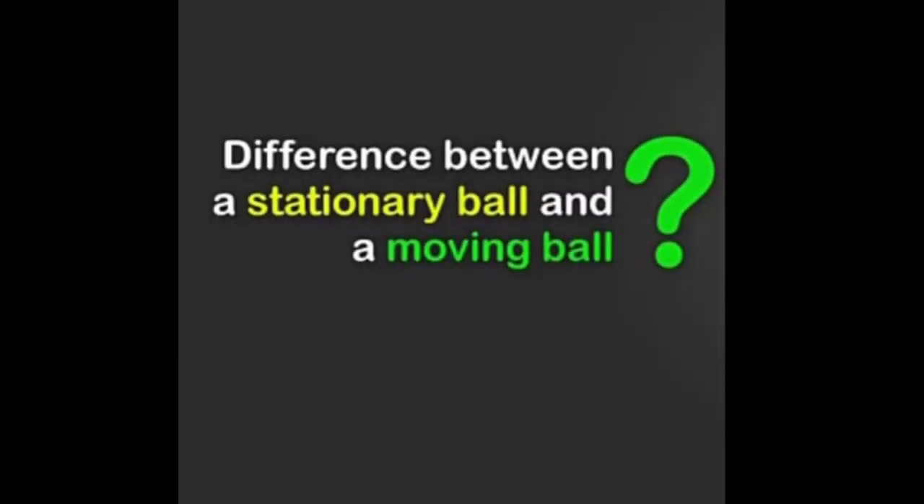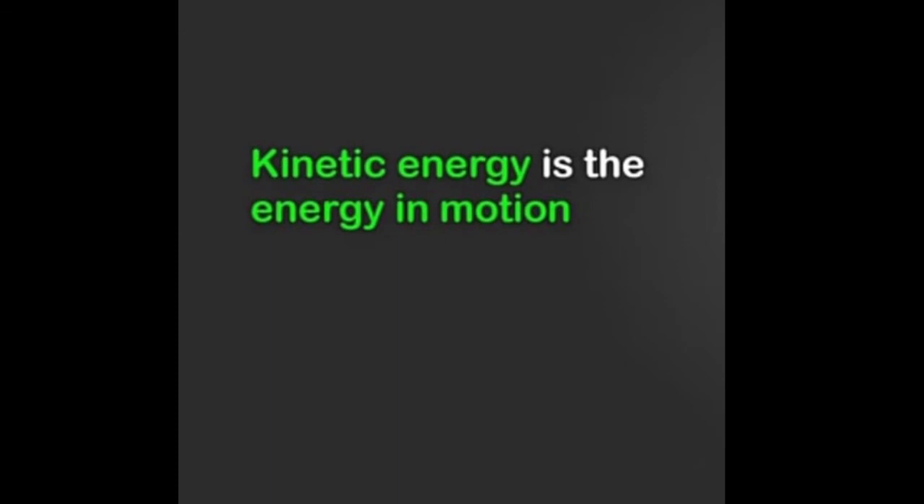Next is kinetic energy. Okay students, can you differentiate between a stationary ball and a moving ball? The object is the same, but the difference is that a moving ball possesses kinetic energy. When the ball is at rest, it is at rest. When the ball is moving, it is moving. So kinetic energy is the energy in motion. When the ball is moving, it possesses kinetic energy.